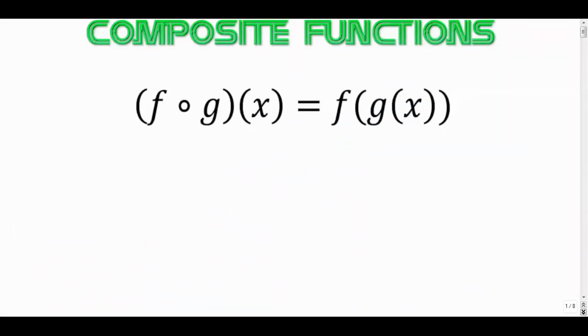Let's talk about composite functions. In this video, we're going to go through a bunch of examples here and try to make some sense of this. It's kind of an interesting little skill. This word composite means like a combination of things.